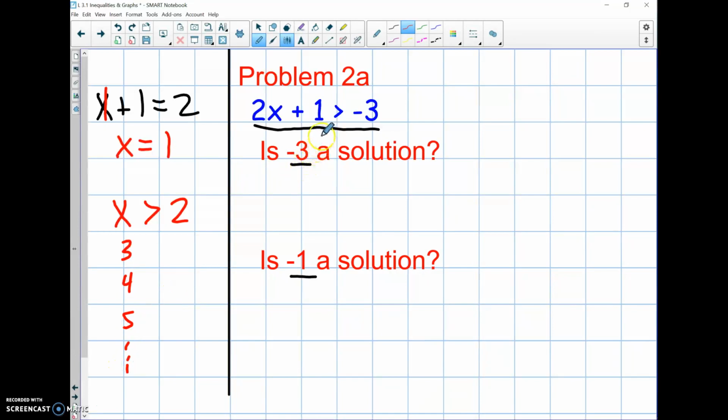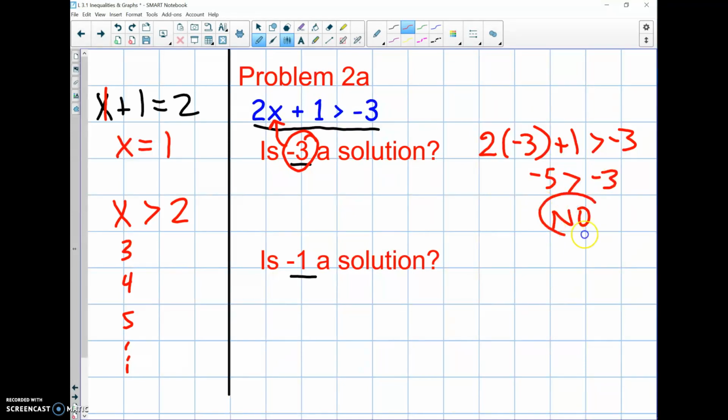So in this problem, you're trying to figure out, is this one of the numbers that makes this inequality true? And you figure that out by replacing the letter x with the number -3. So you put -3 in place of x, and you check it. 2 times -3 is -6. -6 plus 1 is -5. Is -5 greater than -3? And the answer is no. So on problems like these, you're going to show a little work and then answer either yes it is or no it isn't.